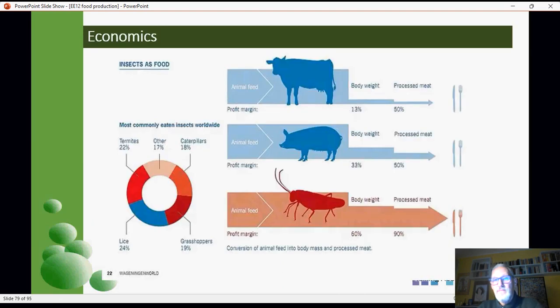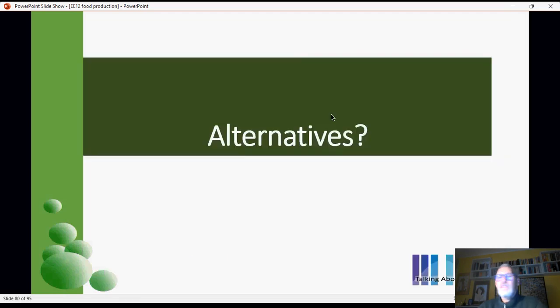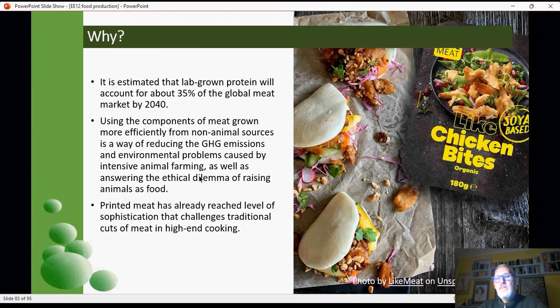and thinking back to this type of economy of calories or economy of efficiency, it's quite clear that this is not a very efficient way of doing things. And then of course, for those of you who are more vegan oriented, there's the ethical concerns as well.